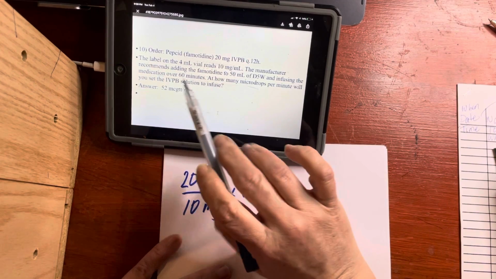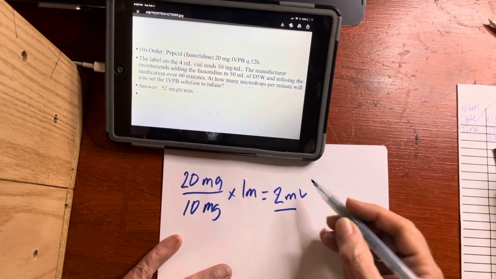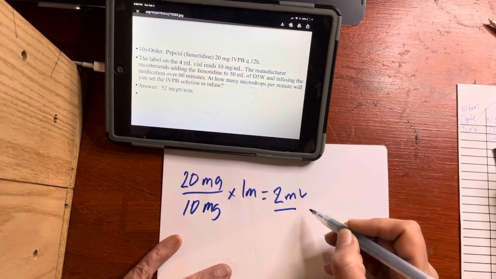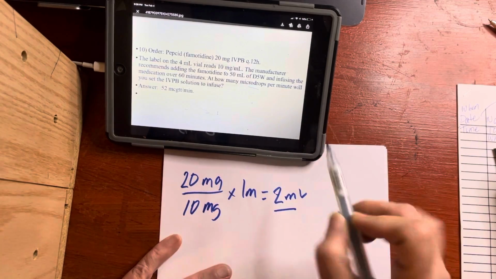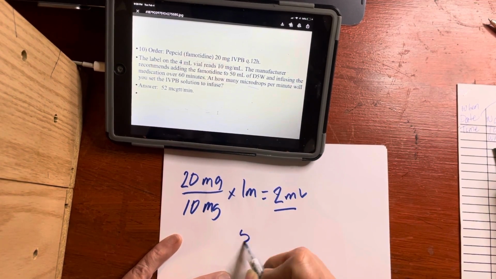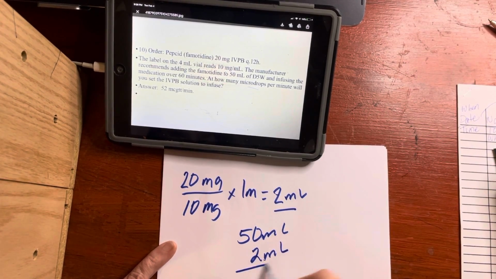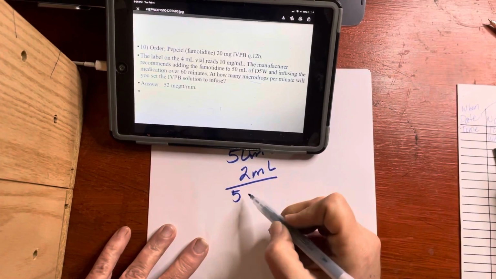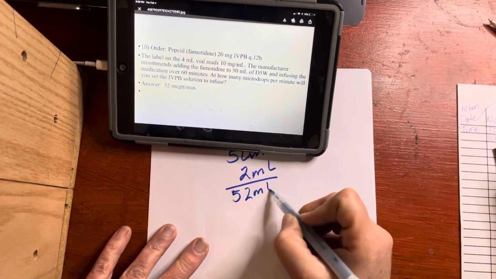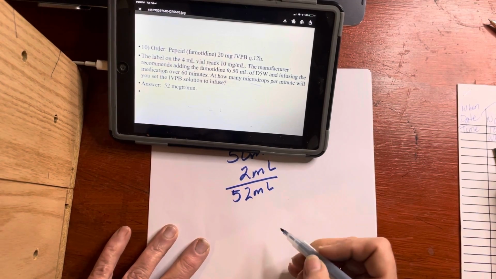And then it says the manufacturer recommends you adding the famotidine, what? The 2 milliliters of famotidine. I bet this is what you missed. To a 50 milliliter bag. So if I have a 50 milliliter bag and I add the 2 milliliters of famotidine, then my total volume is going to be 52 milliliters. I heard a ding-ling in your head, little girl.